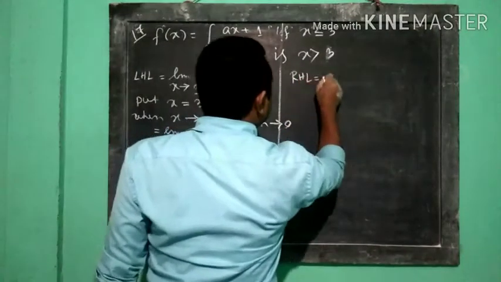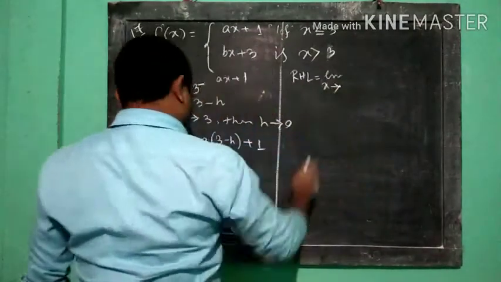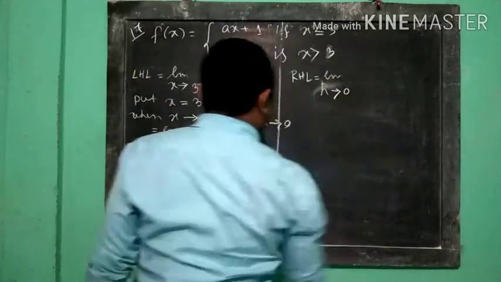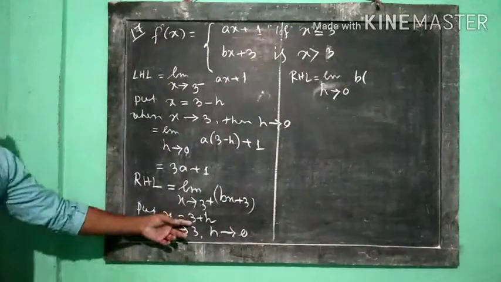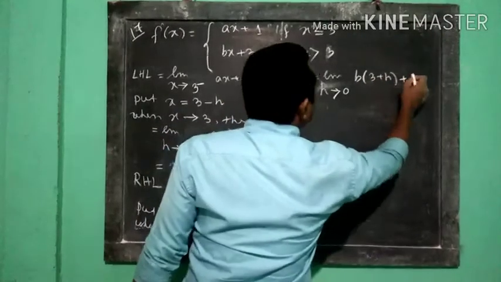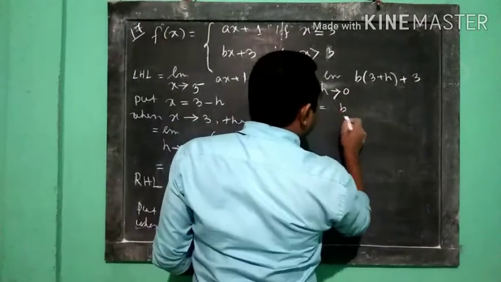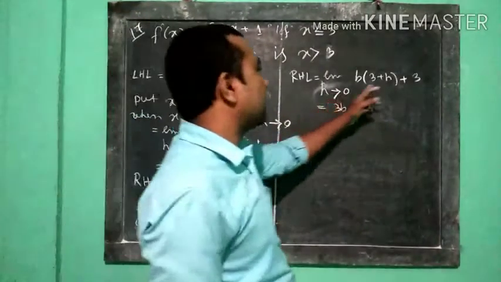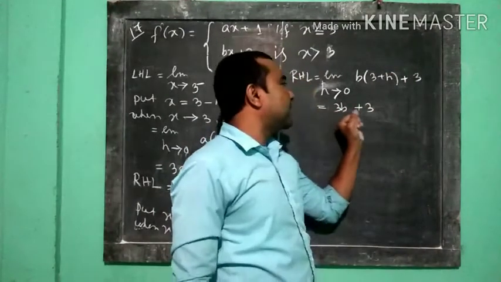Then the right hand limit equals the limit as h tends to 0, where x is replaced by 3 plus h, so b times (3 plus h) plus 3. This equals 3b plus 3 when we put h equal to 0, since that term becomes 0. So the right hand limit is 3b plus 3.